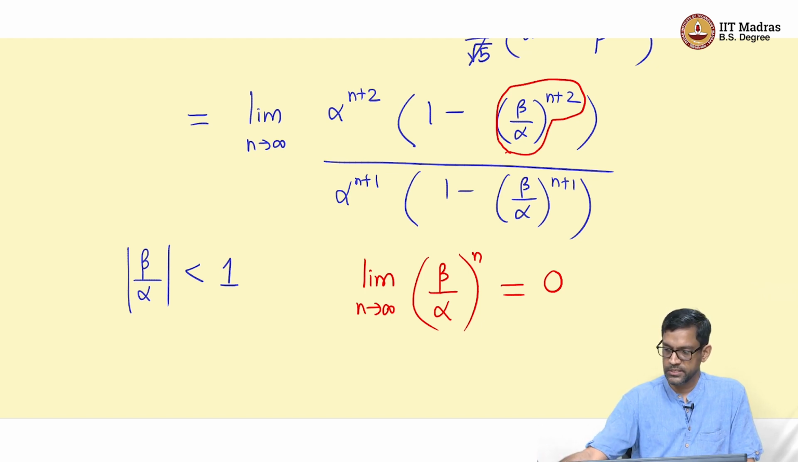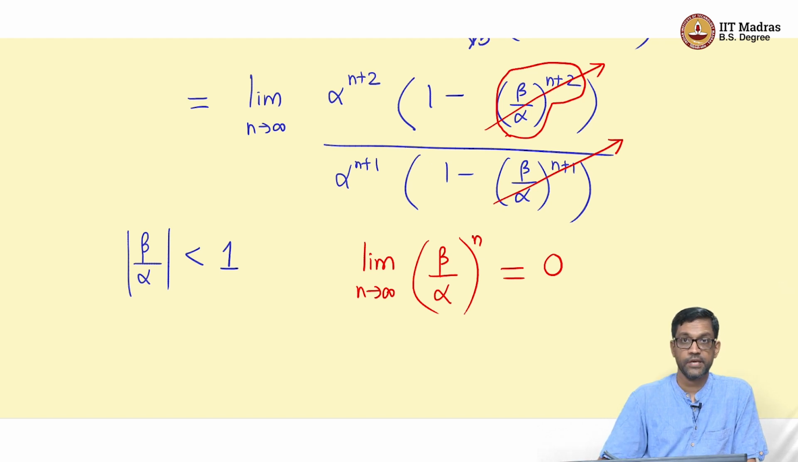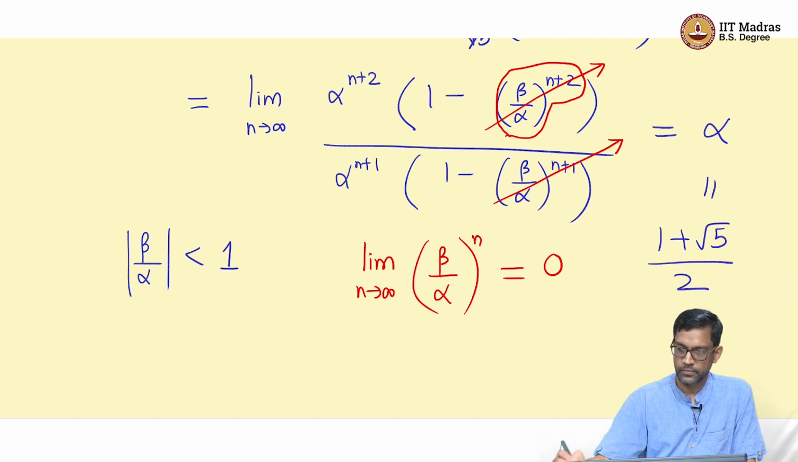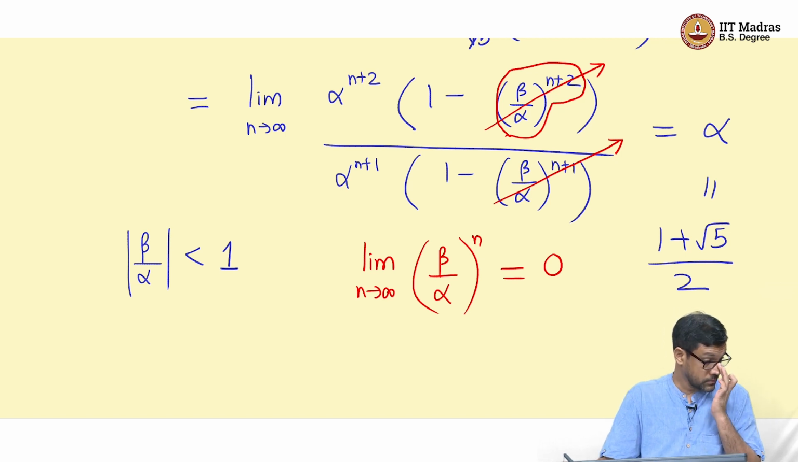So, what this means is that when I compute this limit, this term vanishes, this term vanishes, and I am just left with alpha to the n plus 2 by alpha to the n plus 1, but that is exactly alpha. Okay, and recall alpha was exactly the golden ratio 1 plus square root 5 by 2. So, this gives us another proof that the successive ratios tend towards the golden ratio. Okay, that is done.